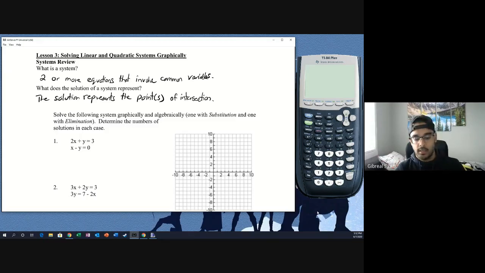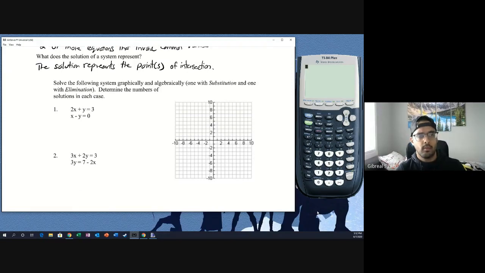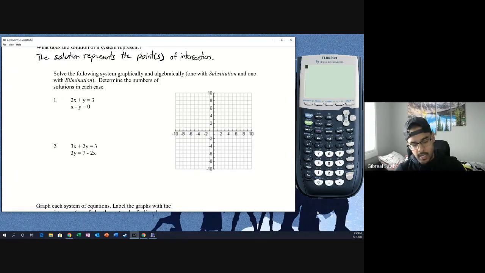So we're going to take a look at linear systems first, just to remember what it is we did with those. We're going to solve the following systems graphically, and algebraically, one with substitution, one with elimination. These two methods you would have learned before. We're going to solve the first one using substitution, and the second one we'll solve with elimination. Then we'll show you how to put it in your graphing calculators.